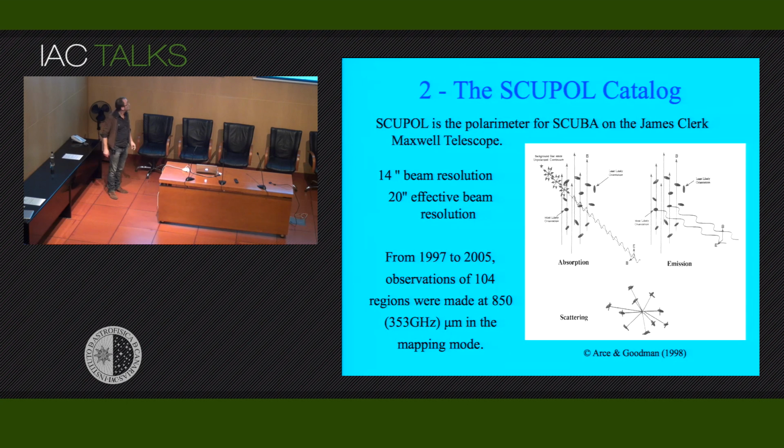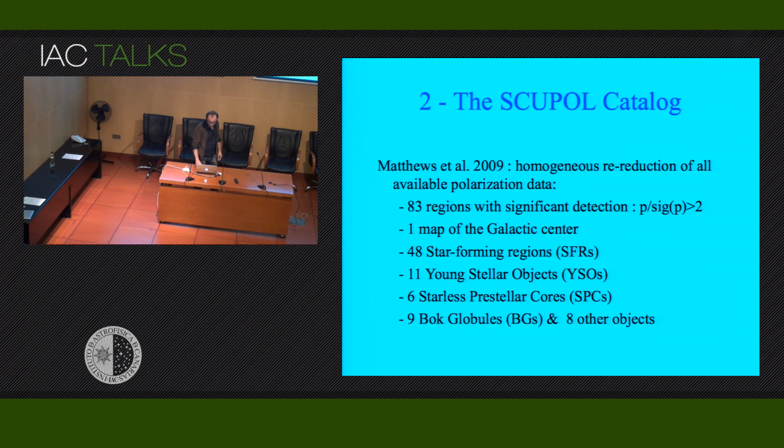So basically, the SCUPOL catalog is looking deep into the clouds because we know that at submillimeter wavelengths, most of the radiation is going through all the medium. And this was one of the motivations of this instrument at the JCMT. And the SCUPOL catalog here is a summary of all the regions which have been observed. It's been re-reduced homogeneously by Brenda Matthews and collaborators in 2009. And that's the catalog we've used for this analysis.